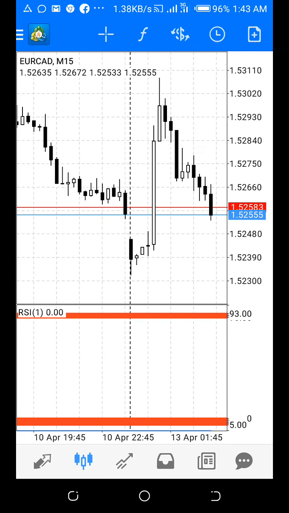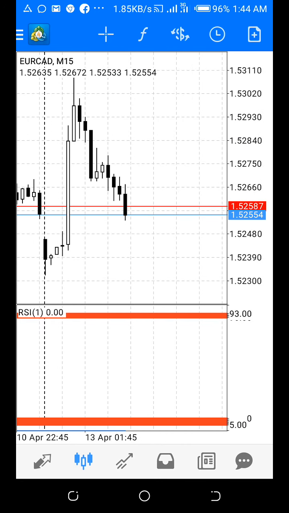So you can see on my trade what I have. You can see RSI, I have 93 here, and then I have 5 here. So that is done. Okay, let's go to the next indicator.